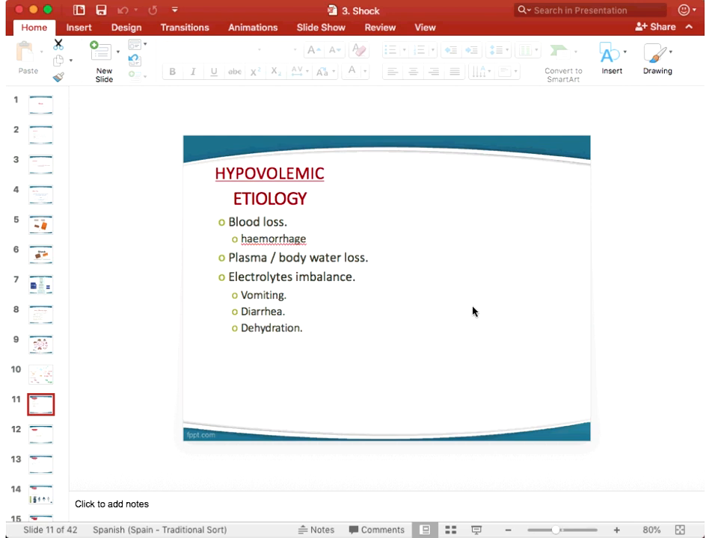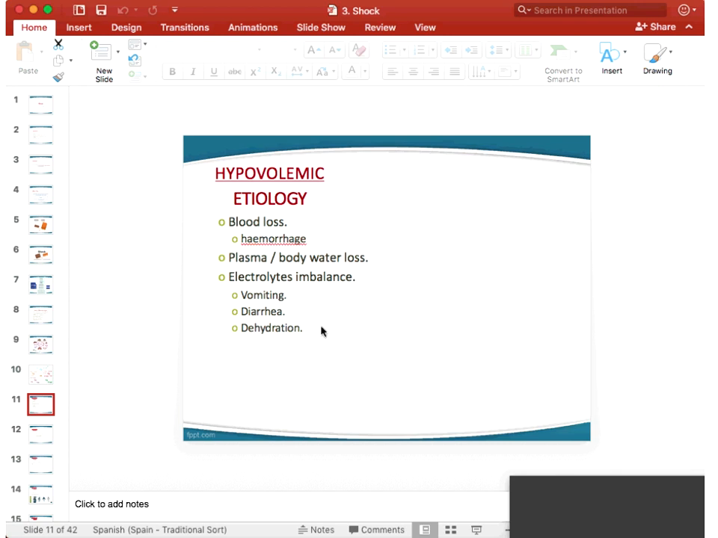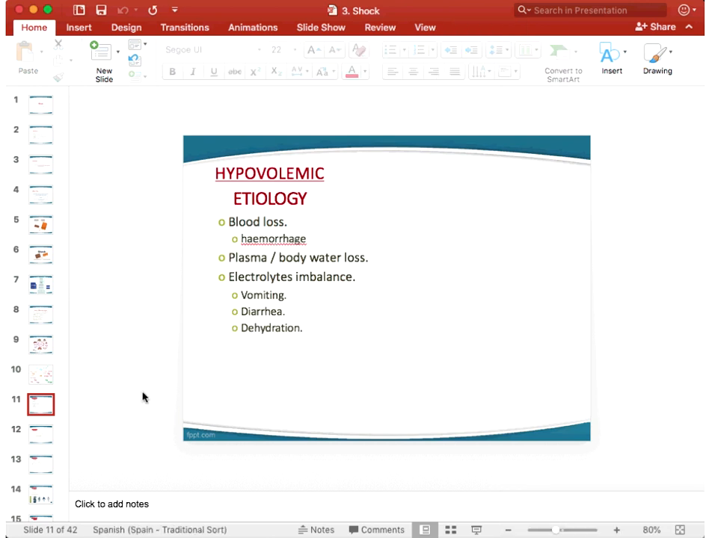So the hypovolemic, as I said earlier, the common cause is blood loss due to hemorrhage, or it could be due to volume loss, such as severe diarrhea combined with vomiting. And sometimes it will cause hypovolemic shock, especially in elderly people. But the most common cause of hypovolemic shock is hemorrhage, and it is in trauma. This is one of the most common types of shock.